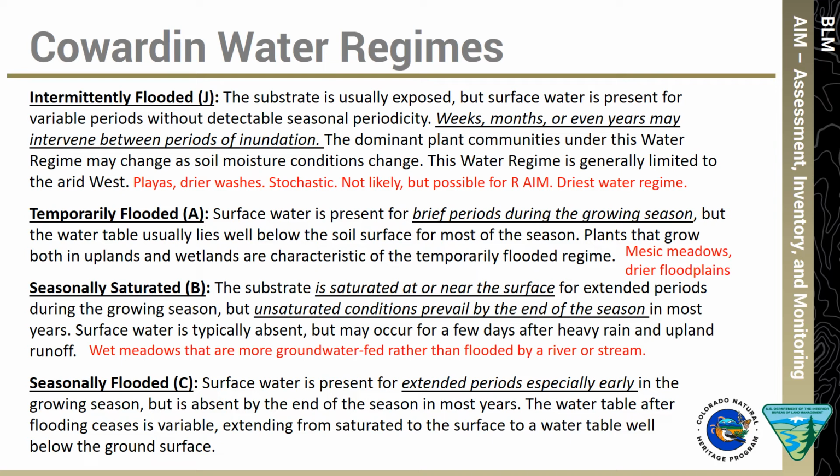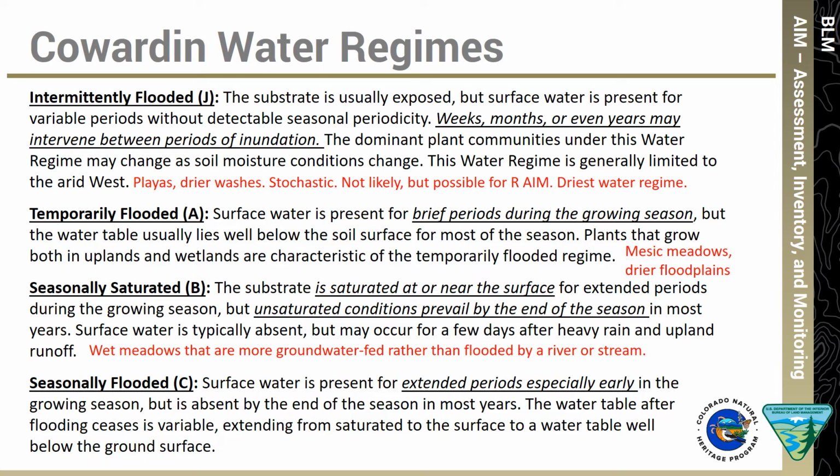The key to this regime is that the higher groundwater table recedes by the end of the growing season and is not persistent. The last water regime on this side is C, or seasonally flooded. For these wetlands, surface water is present for extended periods, especially early in the growing season, but is absent by the end of the season in most years.